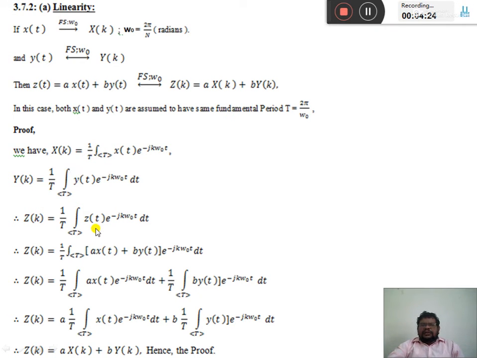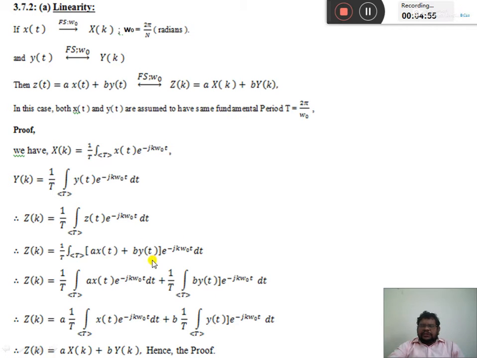And we apply z of t. What is z of t? Z of t is nothing but a times x of t plus b times y of t. We have to prove that both are the same, whereas this is in time domain and this Z of k is in the frequency domain. Even in the frequency domain, it holds the linearity property, and we have to prove it. As this is an integration and this is a summation, we can split these two, where the first part is completely with respect to x of t, and the second part is with respect to y of t.